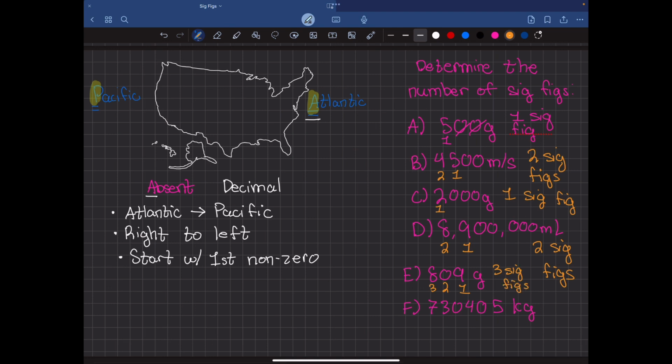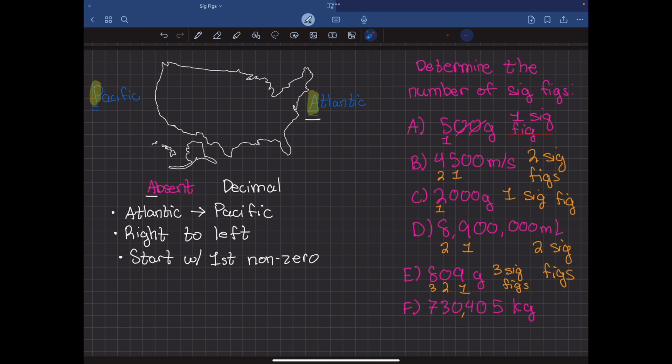Now, this is a big old number, right? I don't even know what number this is. Let me see. 1, 2, 3. 730,405 kilograms, right? That is freaking heavy. So, the same thing goes through this whole entire process that we just did for all of these ones. Let's analyze this. There is no decimal present. A decimal is absent. A, absent, Atlantic. I'm reading again, Atlantic to the Pacific, or right to left.